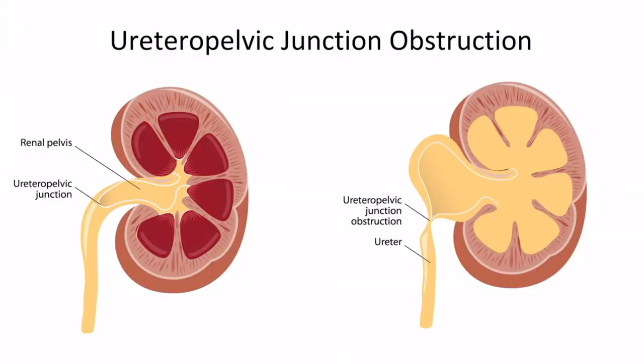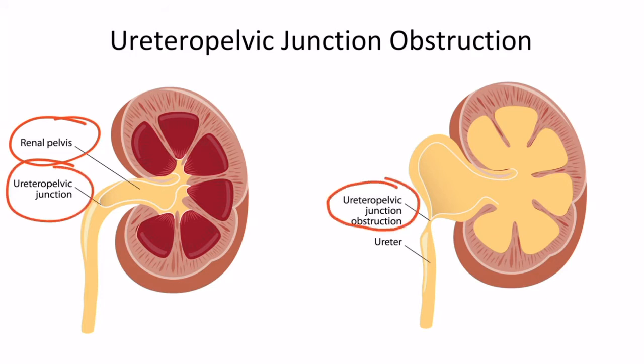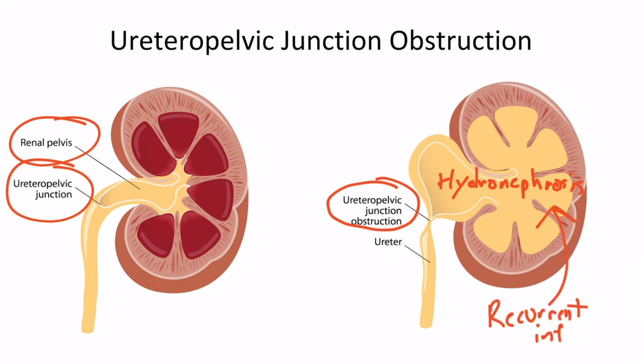The left image shows the normal kidney. We can see the ureter, we can see the renal pelvis, and we can see the ureteropelvic junction. The right image shows ureteropelvic junction obstruction. This will lead to buildup of urine in the kidney, or hydronephrosis. And just like we discussed before, when you think of hydronephrosis, think about recurrent infections. And in this case, since the obstruction is so high, you're thinking mainly of pyelonephritis, or infection of the kidney, not the bladder.